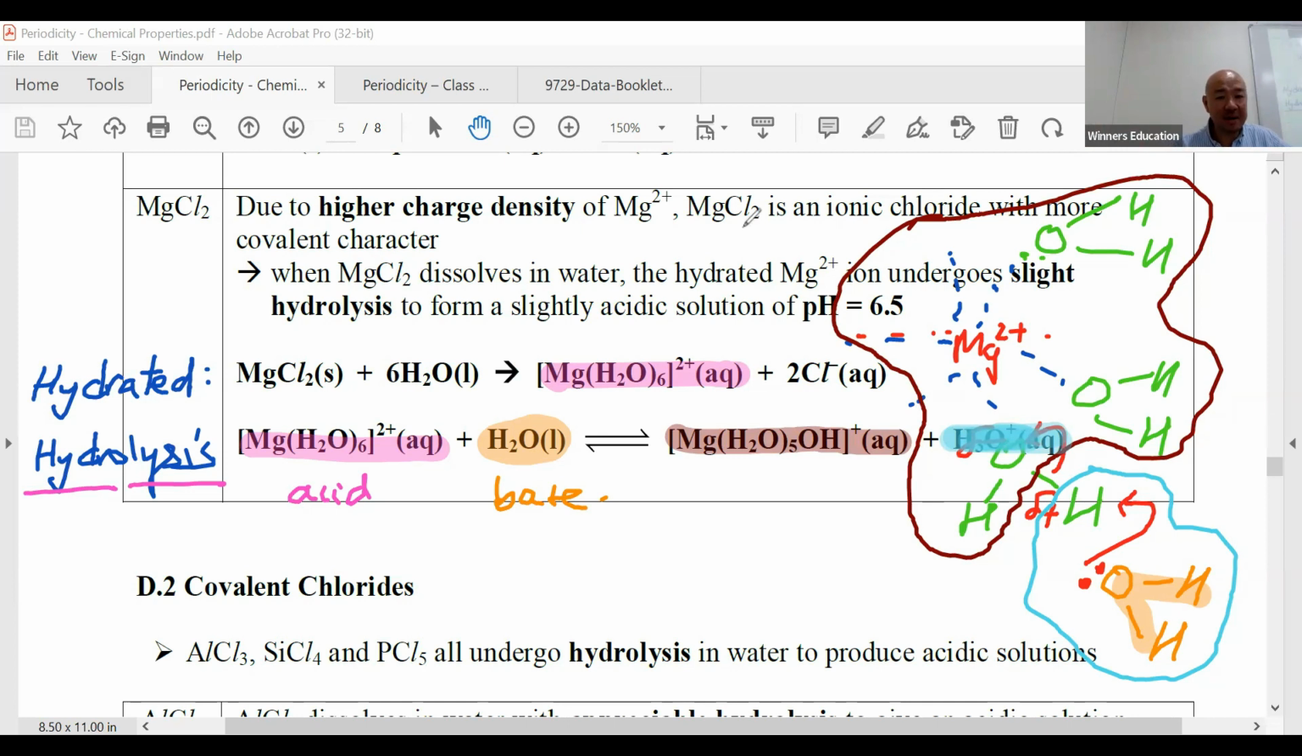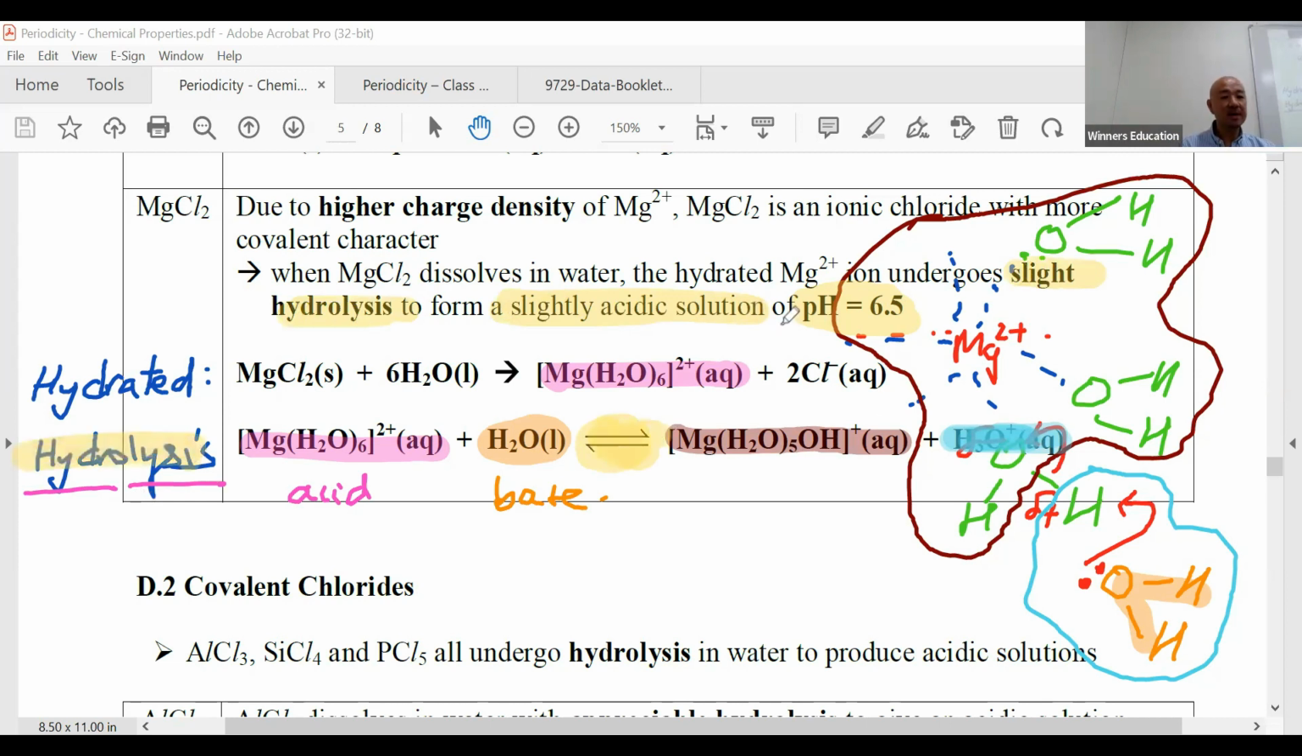Why isn't it higher but just 6.5? Simply because it's a reversible reaction. So it might reverse back. So the H plus that comes out won't be a lot. So you get only a slightly acidic solution. Now, why once again is it only like that? Why only slight hydrolysis? Why only slight?